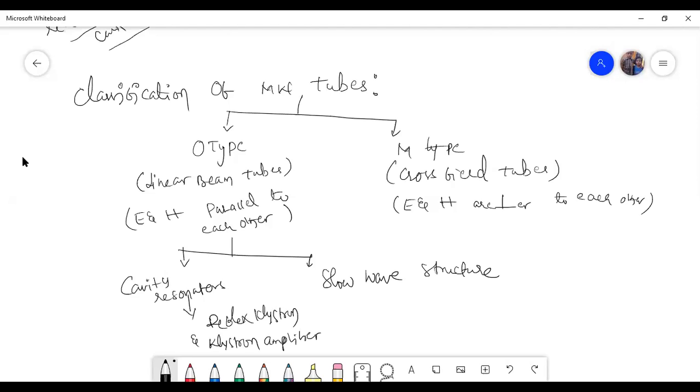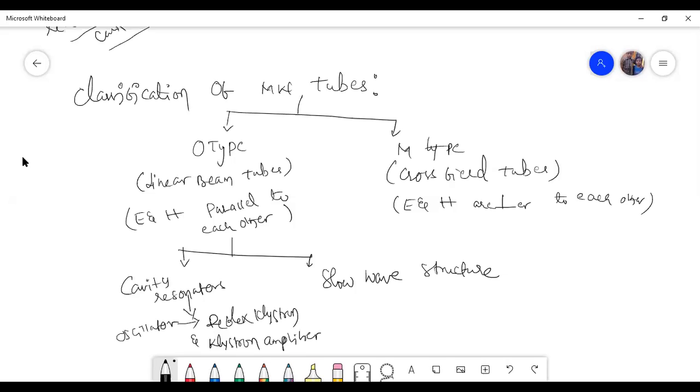These two are very important: Klystron amplifier, reflex klystron. The reflex klystron can be used to generate the microwave signal. That means it can act as an oscillator. So reflex klystron is an oscillator. So the two cavity klystron can act as an amplifier, and the reflex klystron can act as an oscillator.